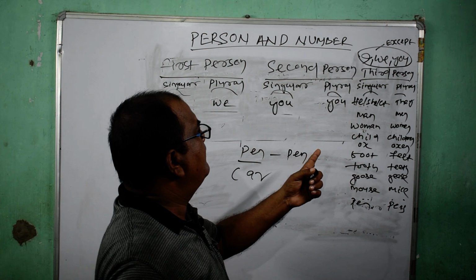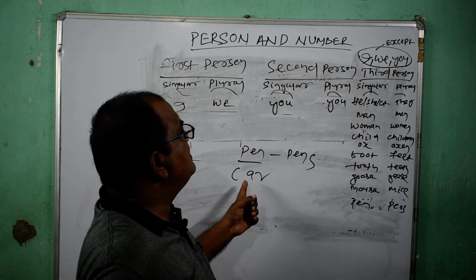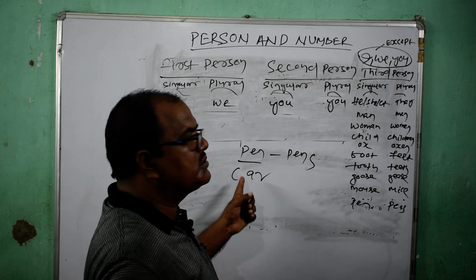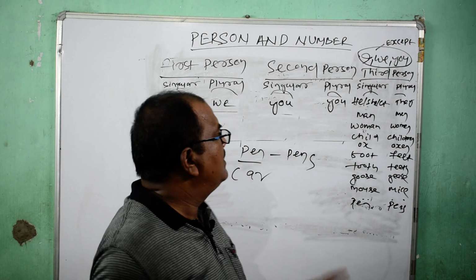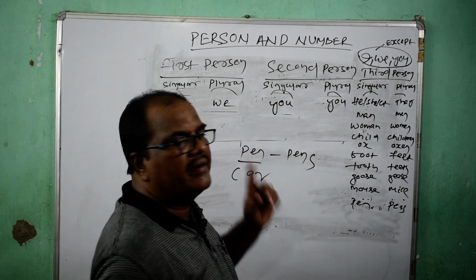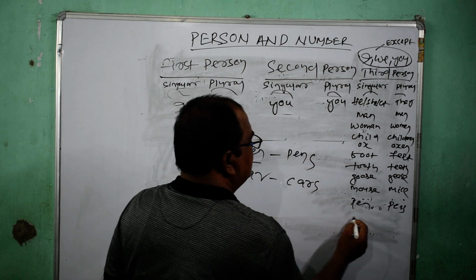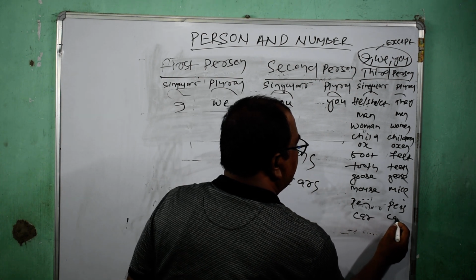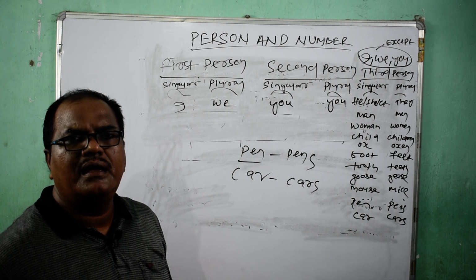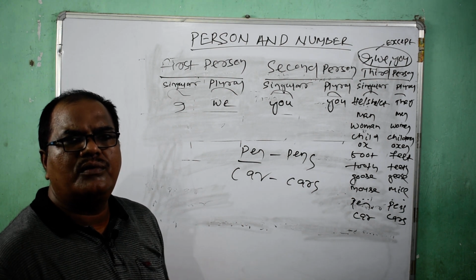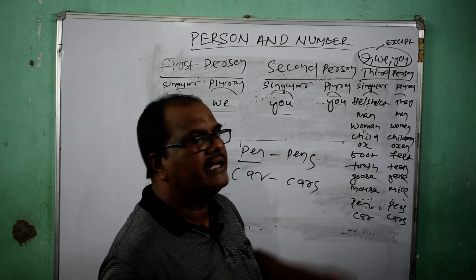It is a noun. Its person is third person. It refers to only one. Therefore, it is third person singular number. Its plural form is cars. You can write here car, cars. In this way, you can make a long list of nouns and pronouns which come under third person.